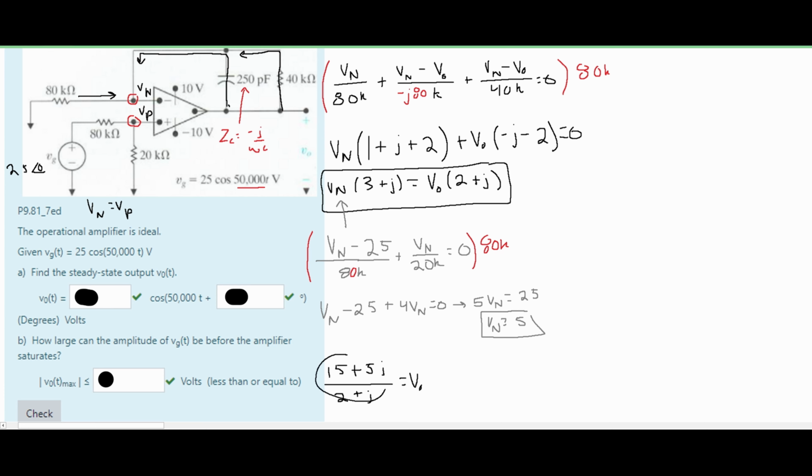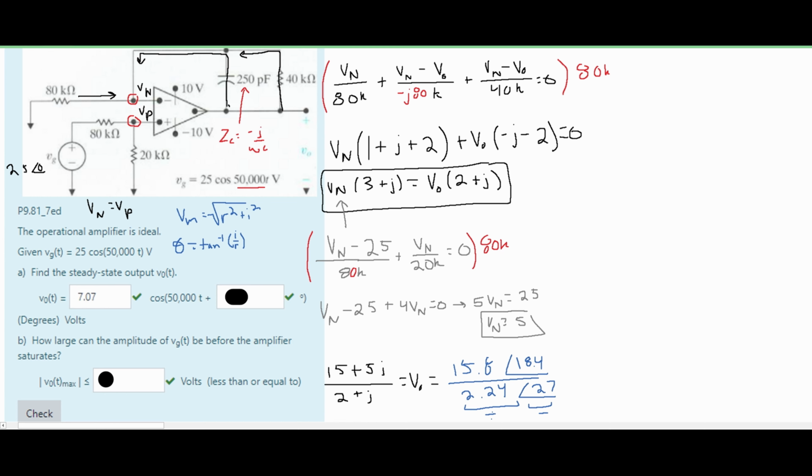Now we need to convert both of these to the polar form so that we can divide them out. To convert to the polar form, we are going to have our Vmax equal to the square root of our real number squared plus our imaginary number squared, and then we're going to have our angle equal to the tangent negative 1 of our imaginary number divided by our real number. And if we do this, we are going to get that our answer is equal to approximately 7.07 with an angle of negative 8.3 degrees. And that's how we solve for part A.